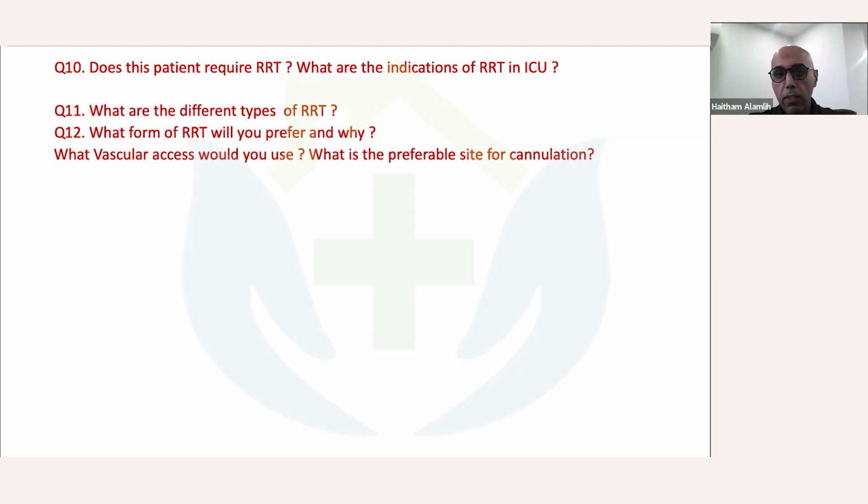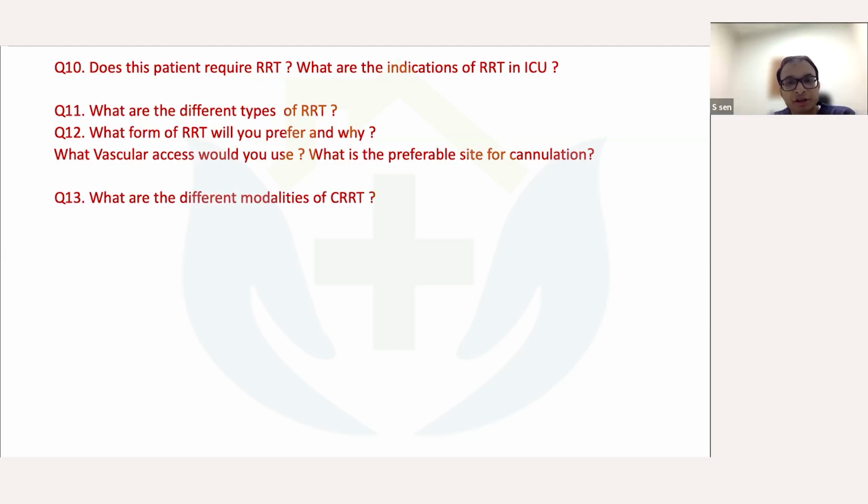Which type of CRRT? This is the question. What vascular access will you use? It is preferable to go for right jugular access. This is the preferable site for cannulation. What are the different modalities in CRRT? CVVH, CVVHD, CVVHDF.